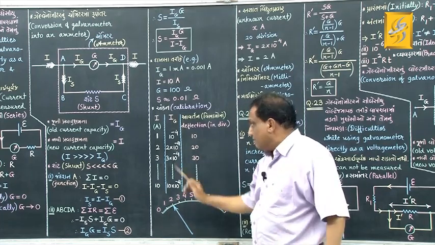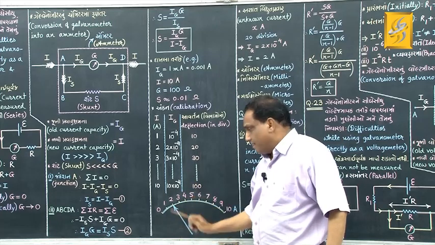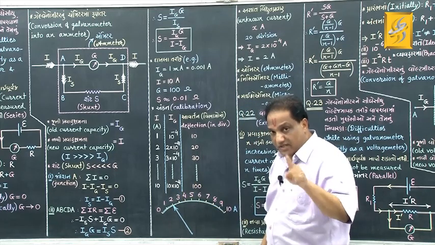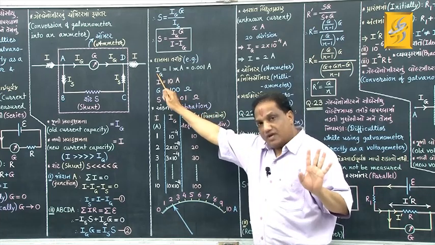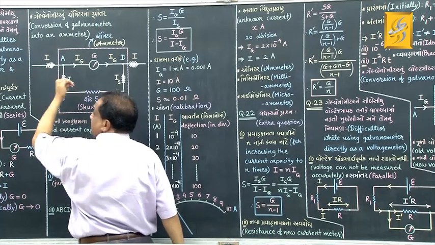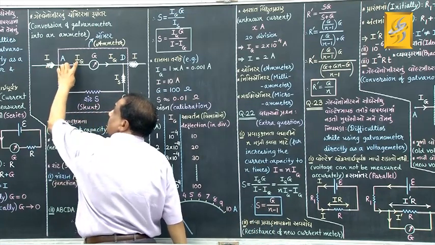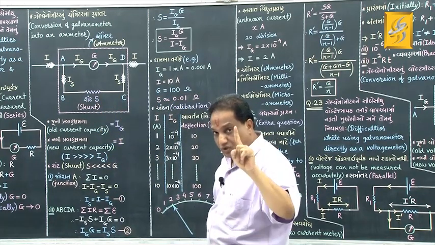And at that time, current passing through galvanometer is 10 into 10 raised to minus 4 ampere, that is 10 raised to minus 3 ampere, that is 0.001 ampere, which is its current capacity, okay? Now if you pass this current more than 10 ampere, then current passing through galvanometer will be more than its current capacity, then it will get damaged, okay? We should not do that.